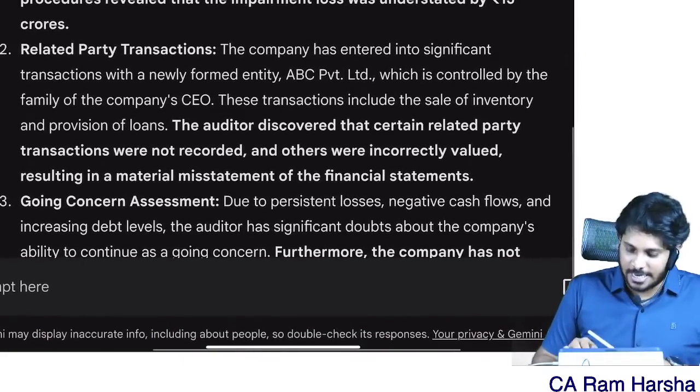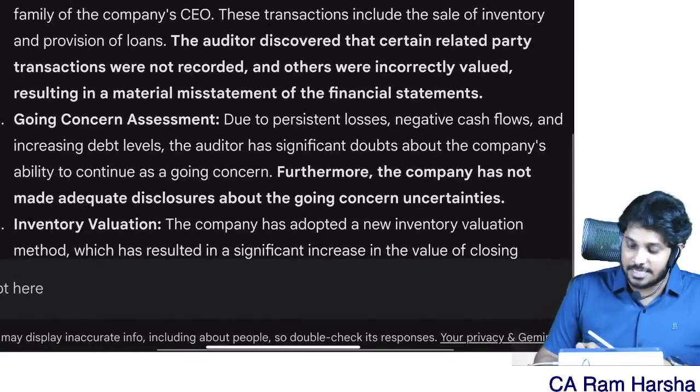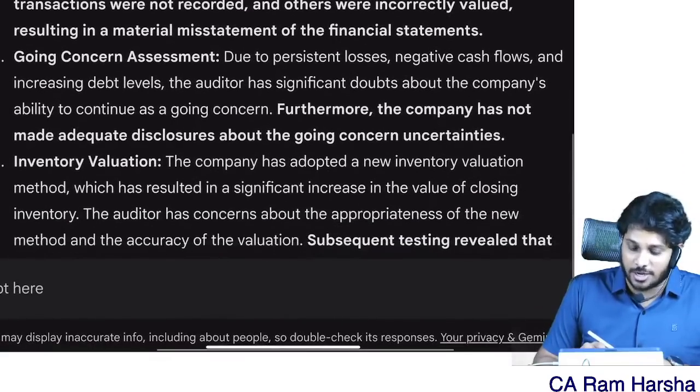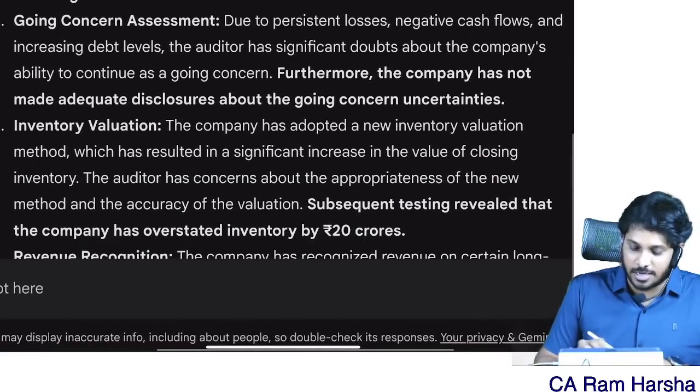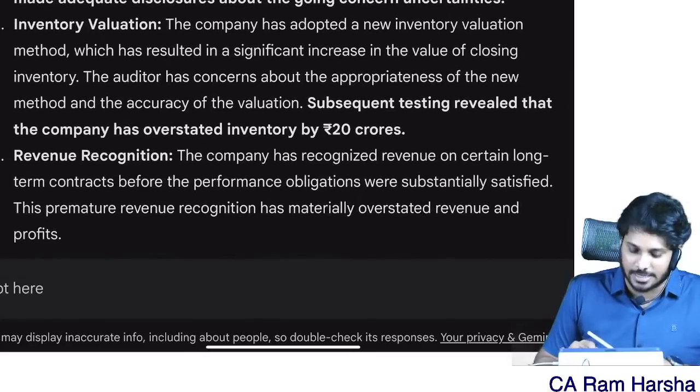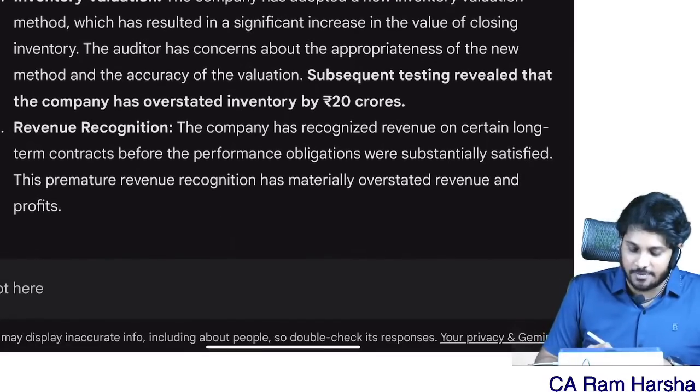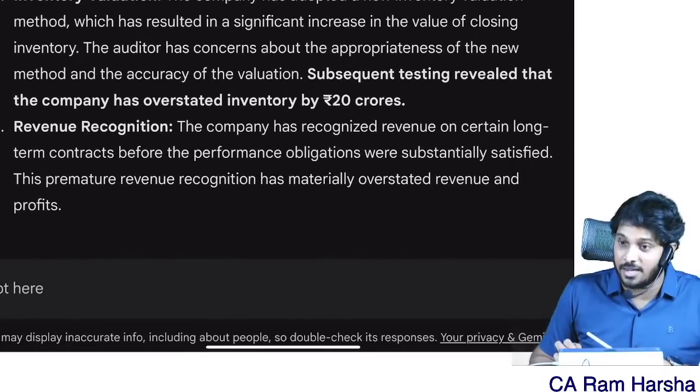The related party transactions have given something. The auditor discovered that certain related party transactions were not recorded. Going concern. Furthermore, the company has not made disclosure about going concern. Inventory. Subsequent testing revealed that the company has overstated inventory by 20 crore.